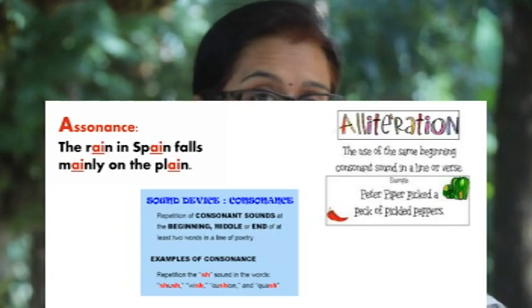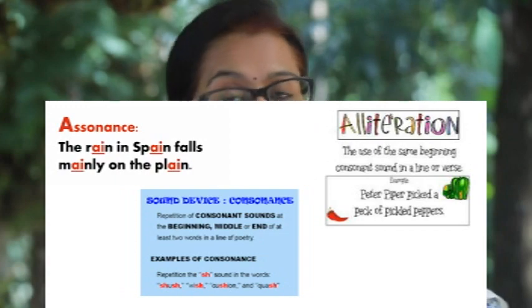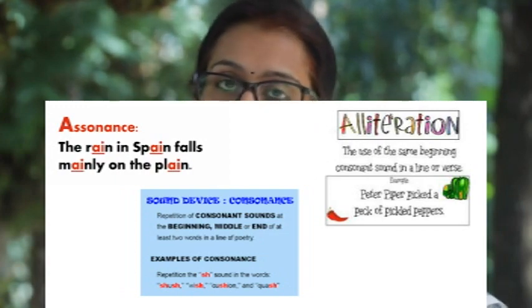Now, here you will find the repetition of the E sound, the vowel E sound. "When in disgrace with fortune and men's eyes, I all alone beweep my outcast state." So there is an E sound here. What is that repetition of the vowel sound called? You have studied that in your 10th standard, 11th and 12th also. It is called assonance.